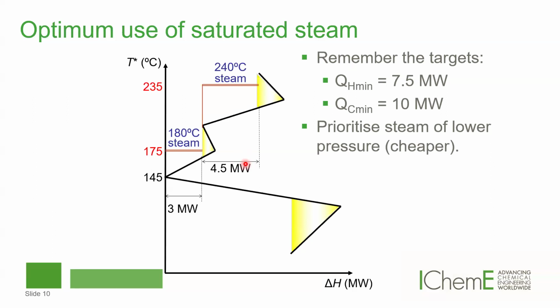If we don't use the 180 degrees Celsius steam, that means we need to use more of the 240 degrees Celsius steam, which is more expensive. But because of the usage of the low temperature steam, the usage of the higher temperature steam can be reduced. So it's like we're sticking with the cheaper option.